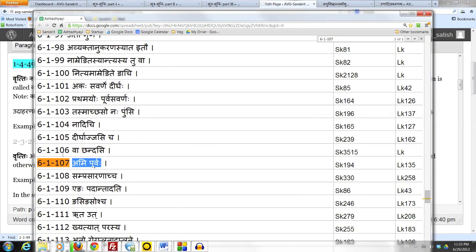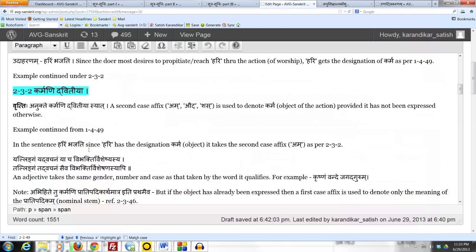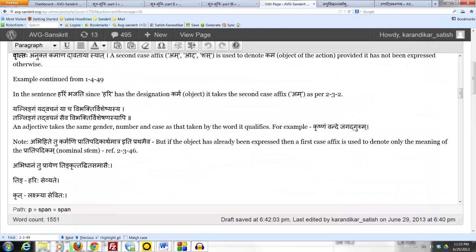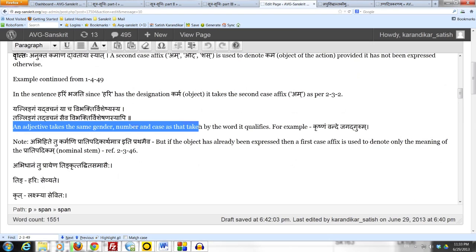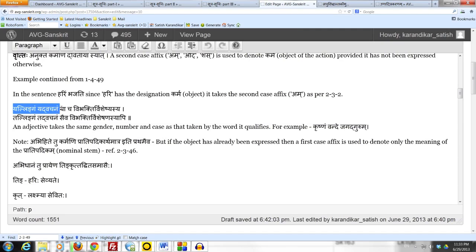Before we go to the note on Anabhihite, let us clarify another point here, which is about adjectives. The statement here says, an adjective takes the same gender, number, and case as that taken by the term that it qualifies. The rule is stated as follows, Yallingam yadvachanam yacha vibhaktir visheshyasya tallingam tadvachanam saiva vibhaktir visheshanasyapi. Which is exactly what we said, that whatever gender, number, and case is taken by the term that is qualified, the same gender, number, and case is taken by the adjective.